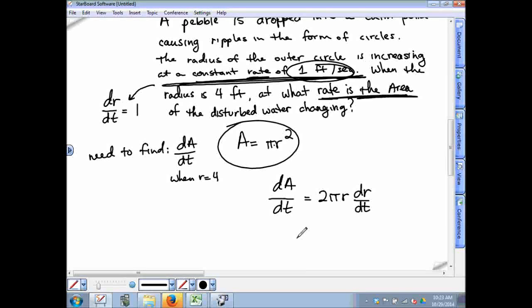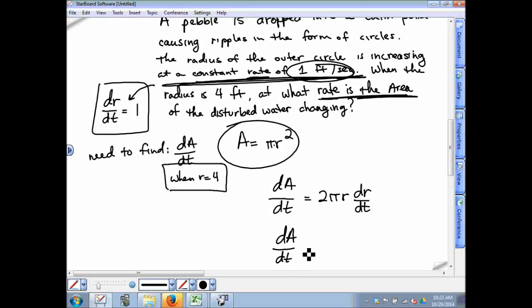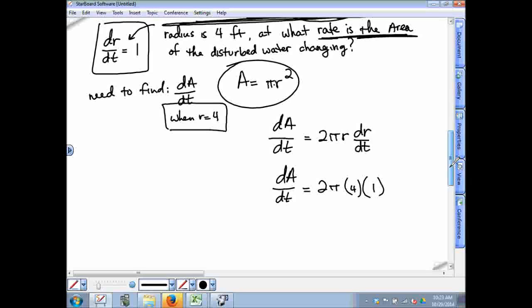And we already have one of those equations. Now what do we have? dr dt equals 1. We have dr dt, and what else do we have? And we want to find dA dt when r equals 4. So dA dt, all we got to do is plug in values. 2 pi times 4 times 1. 8 pi! So the rate of change, when r equals 4, the rate of change is 8 pi.